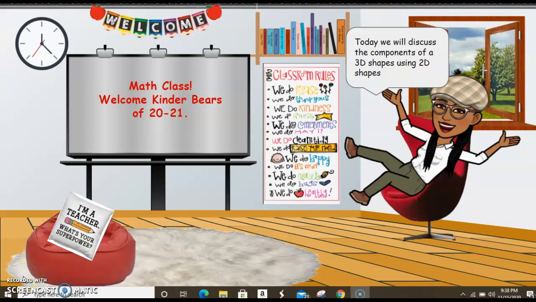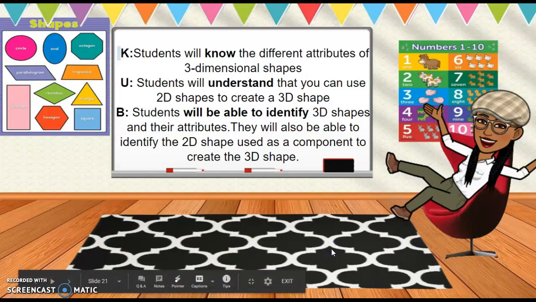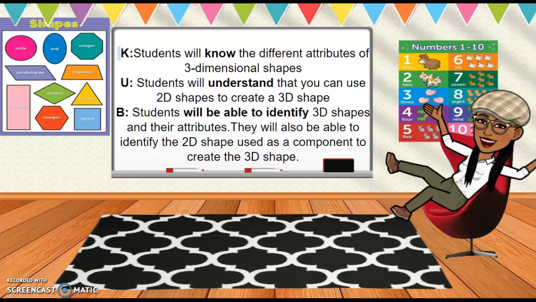Hello friends, welcome to virtual math class, and today we will discuss the components of a 3D shape using 2D shapes. Students will know the different attributes of three-dimensional shapes. Students will understand that you can use 2D shapes to create a 3D shape. Students will be able to identify 3D shapes and their attributes. They will also be able to identify the 2D shape used as a component to create the 3D shape.